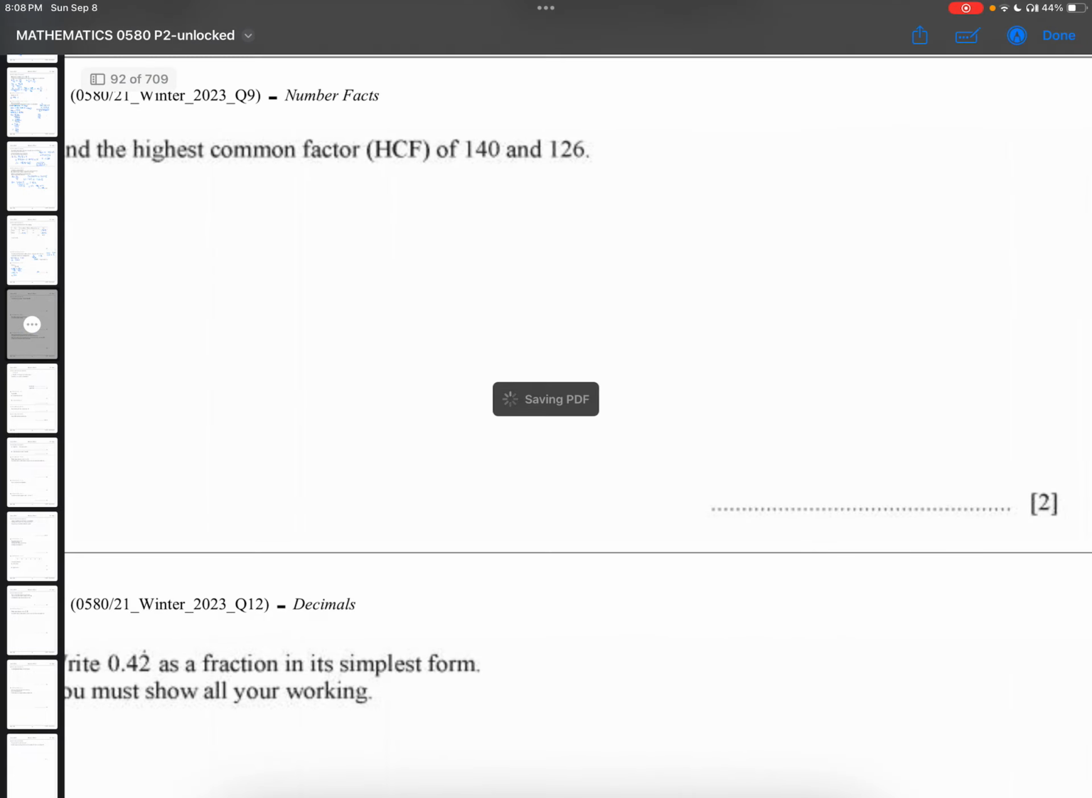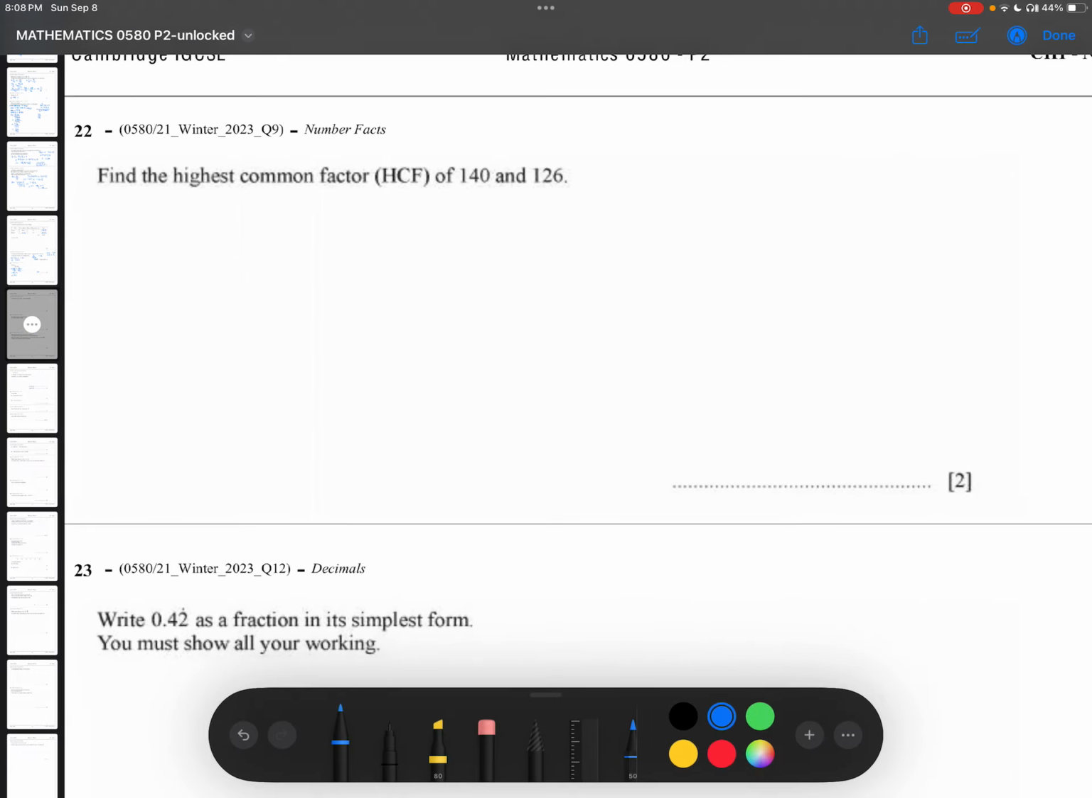It says find the highest common factor of 140 and 126. Again, this is also a very simple question. To take out the HCF, what we do is find the prime factorization of both the numbers together. So I will write 140 and 126 together, and let's do the prime factorization now.